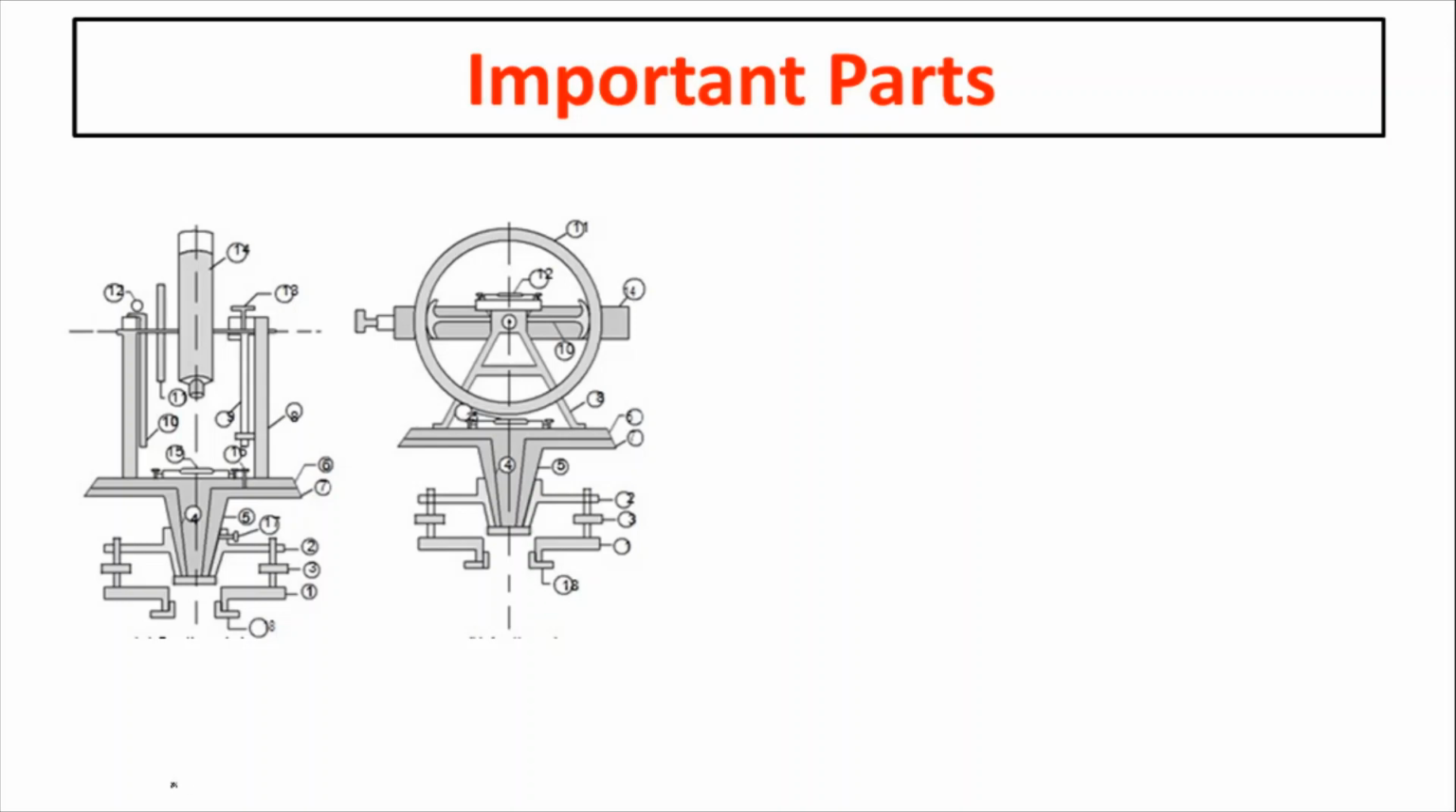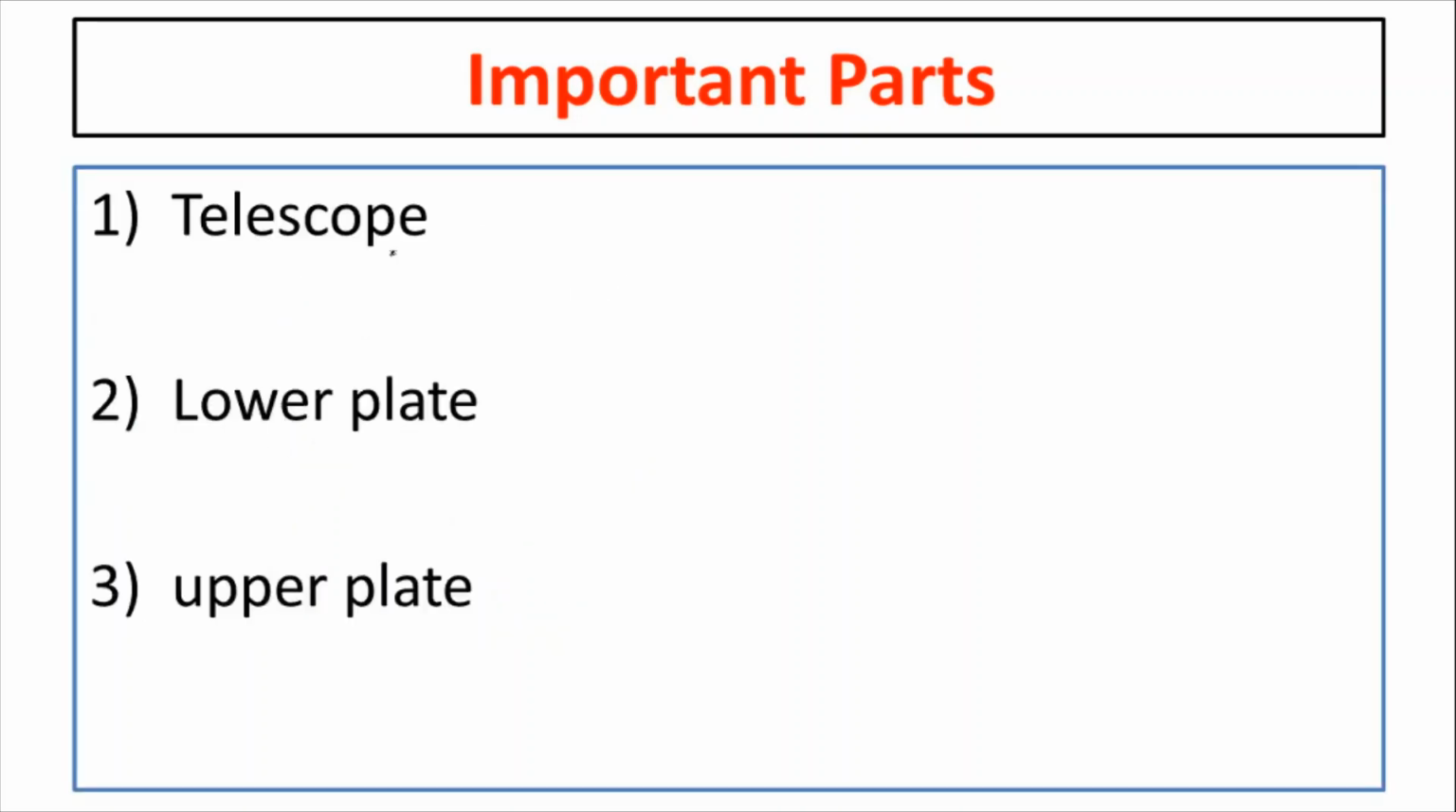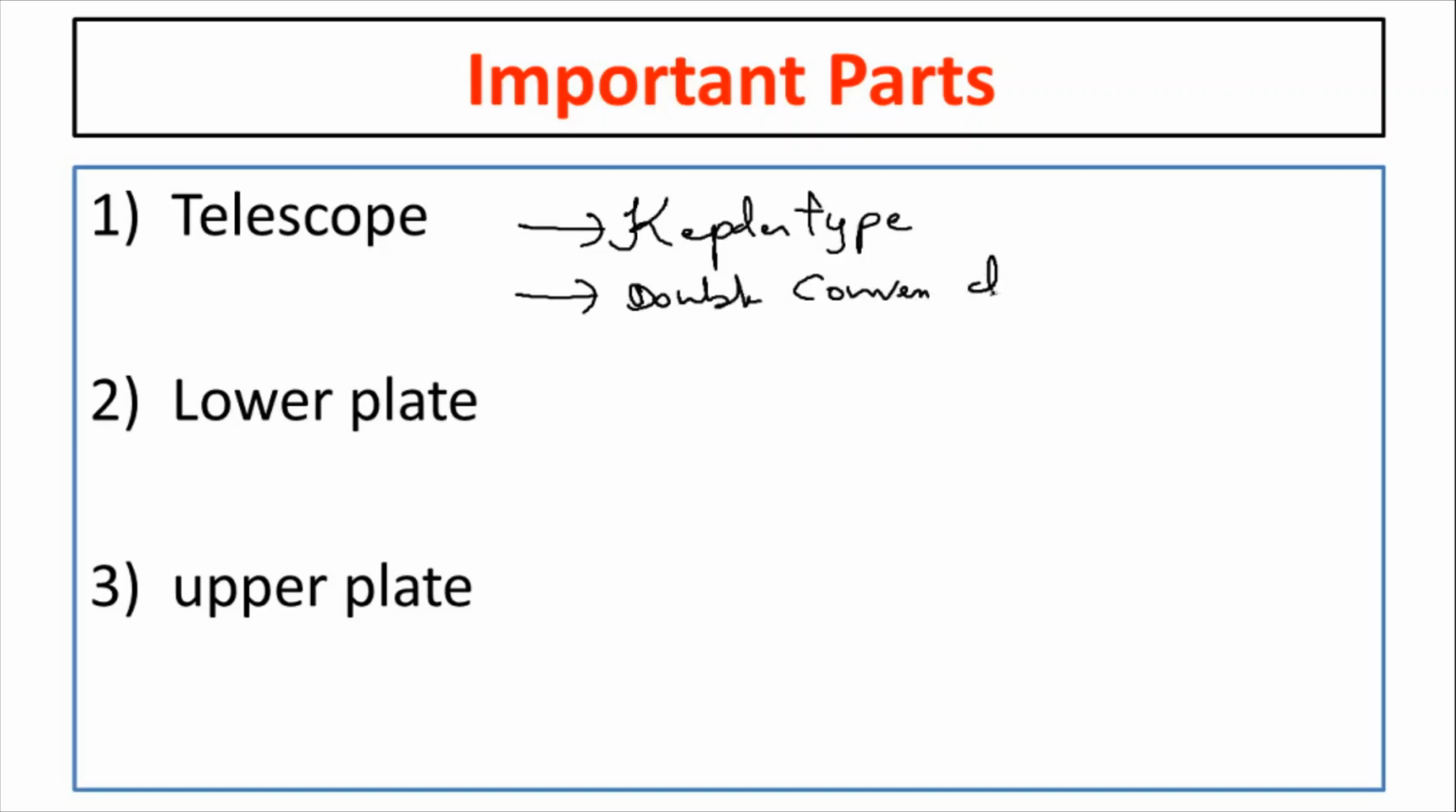Okay, so let us see the important parts of the theodolite. First important part of the theodolite is the telescope here. So you can see the telescope here. The telescope is of Kepler type. Okay, what is the type of telescope used in the theodolite? That is the Kepler type. And whatever lenses we use, they are of which type?